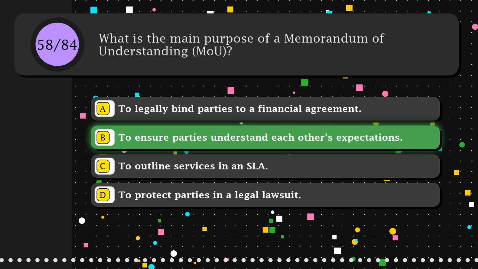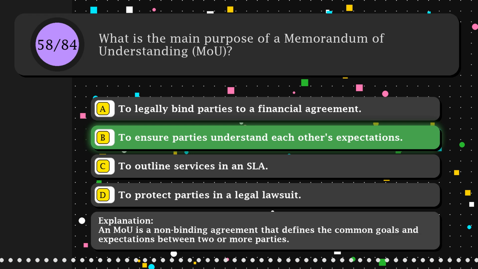The correct answer is option B. To ensure parties understand each other's expectations. An MOU is a non-binding agreement that defines the common goals and expectations between two or more parties.